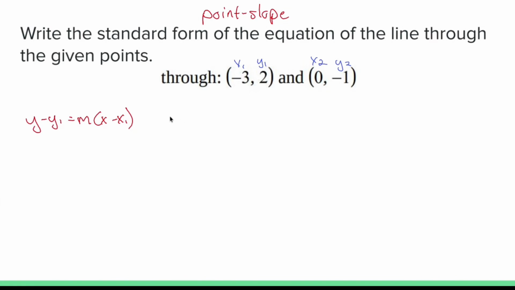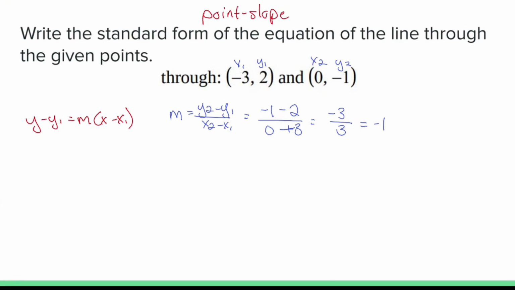I don't have the slope yet. So the slope formula is m equals y sub 2 minus y sub 1 over x sub 2 minus x sub 1. Y sub 2 is -1 according to what I labeled, minus y sub 1, which is 2, all over x sub 2, which is 0, minus x sub 1, which is -3. So -1 minus 2 is -3, and 0 minus -3 becomes 0 plus 3. So -3 over 3 is -1. So my slope is -1.